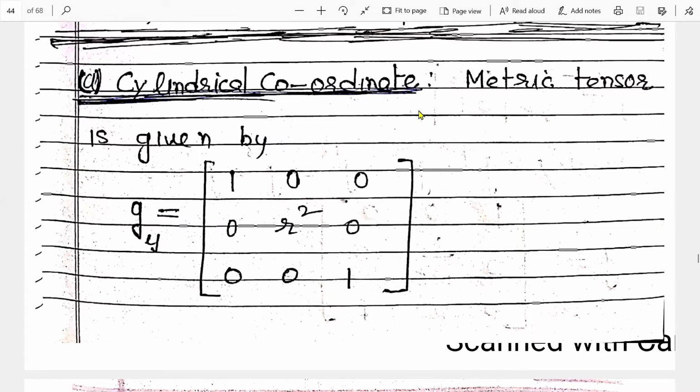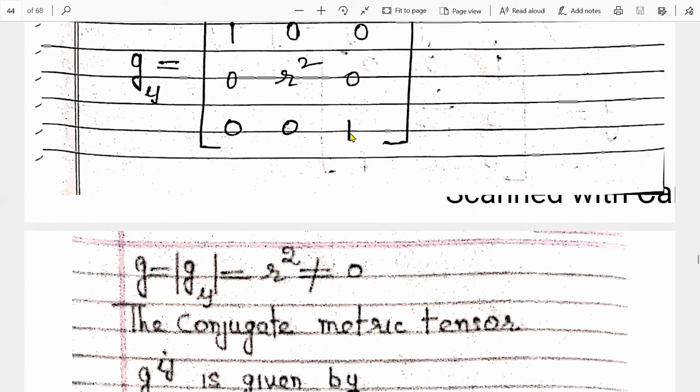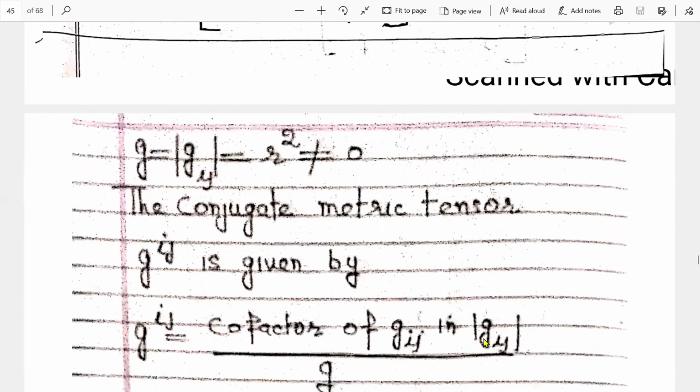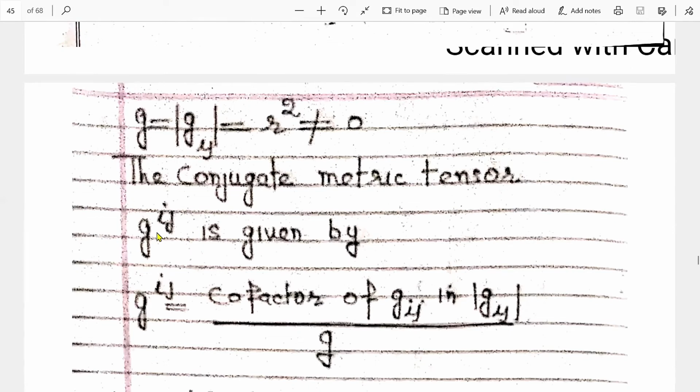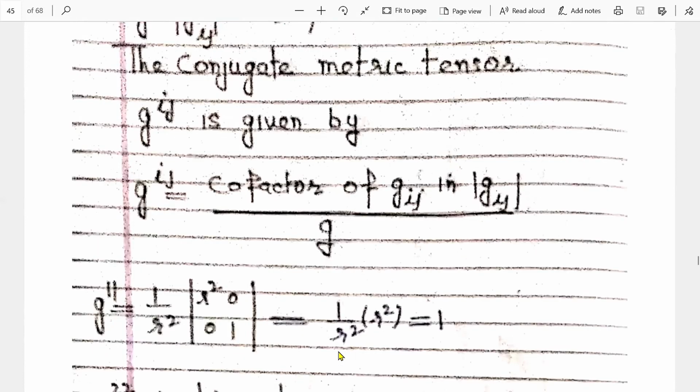So in case of cylindrical coordinate, first we find its determinant. That must be non-zero. So only diagonal entries are non-zero, so its determinant is r square. So just multiply, that is r square, and this is non-zero. Now how can we find the conjugate metric tensor? As by definition, Gij upper is a contravariant tensor, which is the cofactor of Gij over the determinant G, right? So in this way, we can find the values.